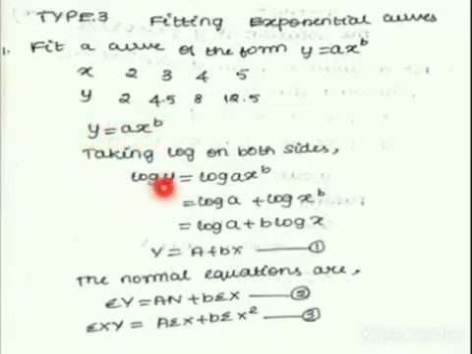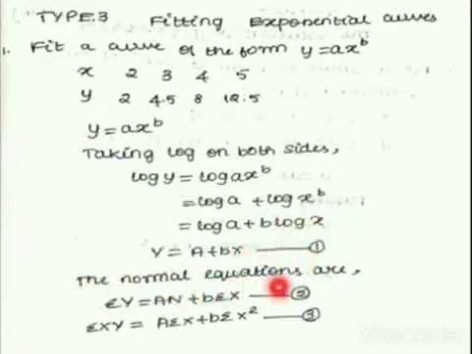You will get log y = log(ax^b). We know that a multiplication term inside a log can be written in addition form, which is log a + log x^b. So log a + log x^b can be written as log a + b log x. Using capital letters, log y = capital Y, log a = capital A, and log x = capital X, so we can write Y = A + bX, which is our equation number 1.